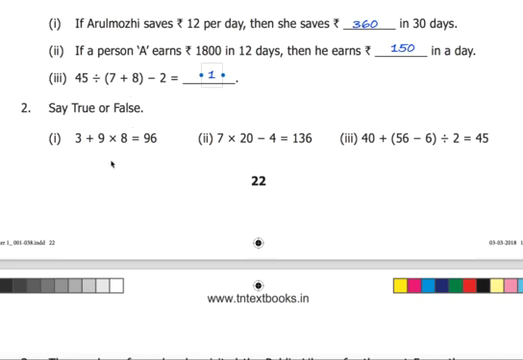Say true or false. Which one comes first? Multiplication comes first. 72 plus 3, 75. Okay, so this is wrong, false. Okay, that is how you have to proceed. This one, the multiplication comes first again. 140 minus 4, 136. This is true.